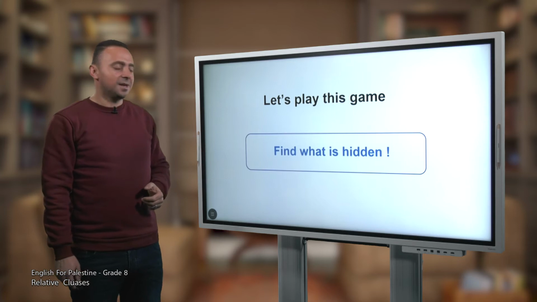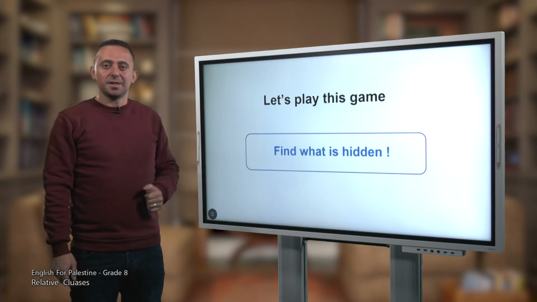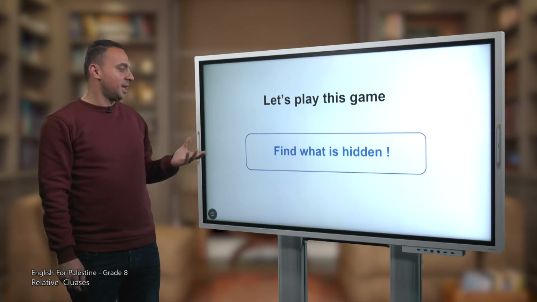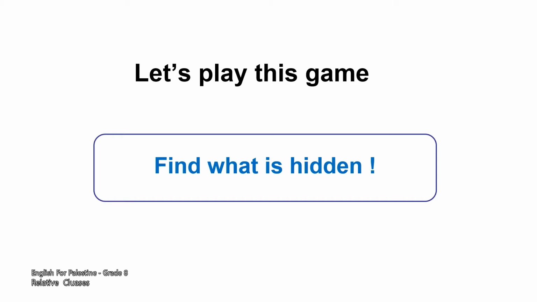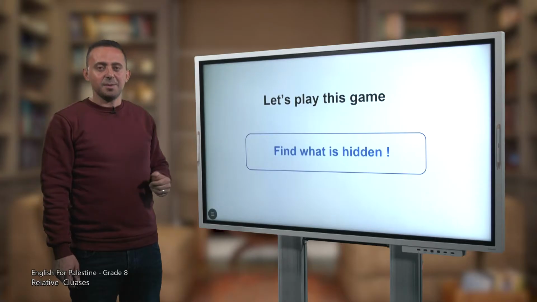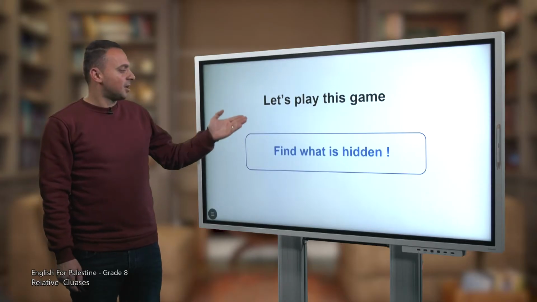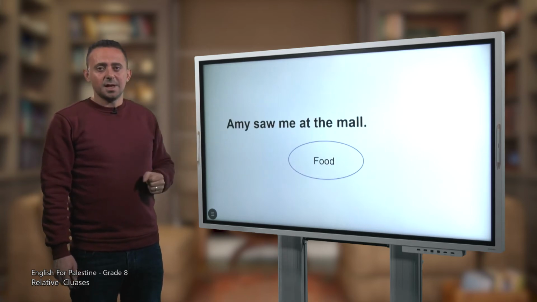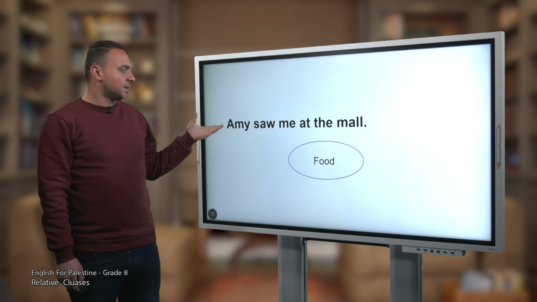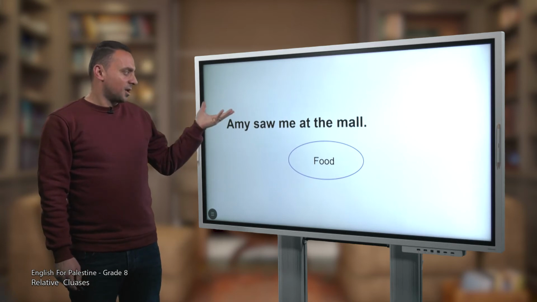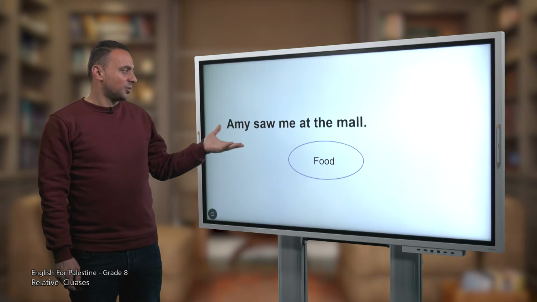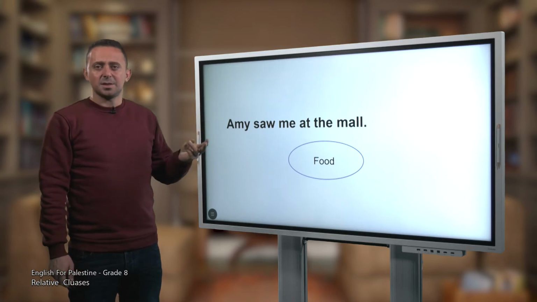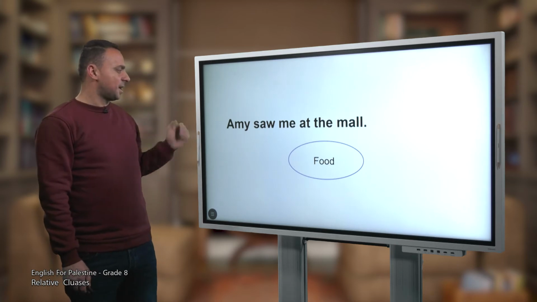Let's get started. Before we start our lesson, we will play a game. The name of the game is Find What is Hidden. We will have sentences, and in each sentence I am going to ask you to find names of things, people, animals, and so on. Let's start with the first example.